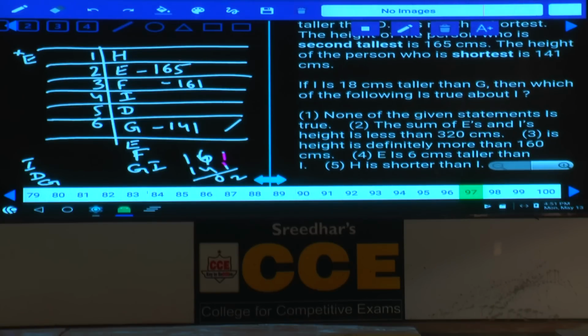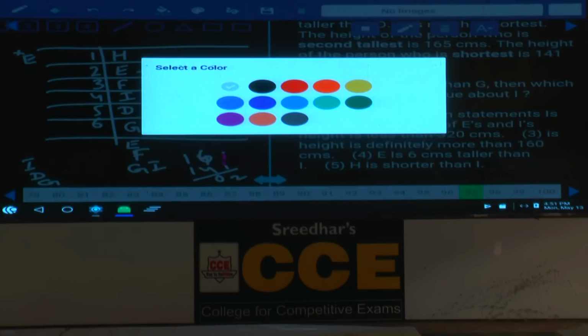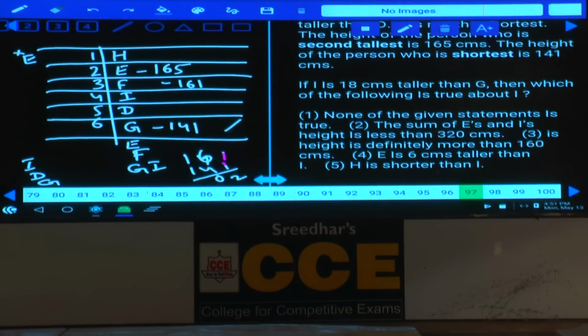Then question number 97, if I is 18 centimeters taller than G, 141 plus 18, 159, then which of the following is true about I? Choice 2, the sum of E and I height is less than 320. E and I less than 320, true or false? That is false. And next one, choice 3, I's height is definitely more than 160, that is false because I is only 159.